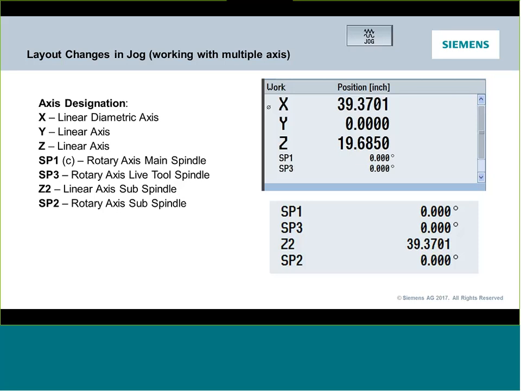We have a live tool spindle. That's going to be our SP3 spindle. And then our sub spindle, that's going to be treated as the Z2 axis. That's going to be the linear axis that drives the sub spindle. Additionally, we'll have the SP2, and SP2 is referring to the spindle on the actual spindle, so the rotating spindle on the sub slide, shall we say.